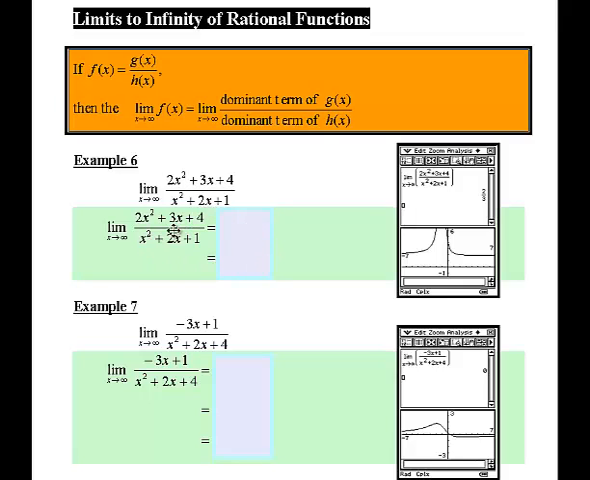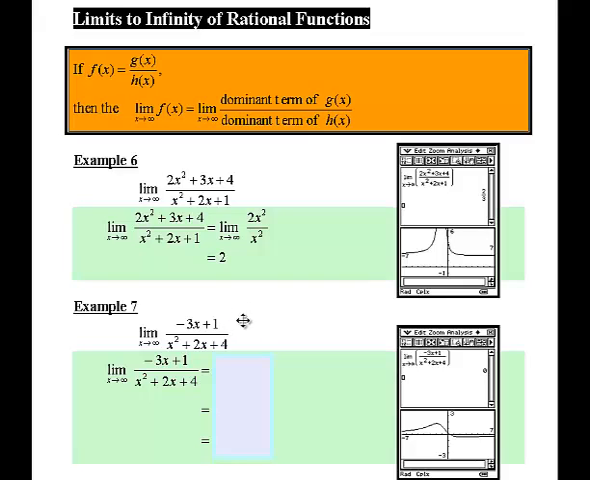So if we take a look at this first example, then the dominant part of the numerator is 2x squared. The dominant part of the denominator is x squared. So we're actually looking at the limit as x tends to infinity of 2x squared over x squared, which of course is just 2. So that's saying as x carries on way into the distance, that graph is going to taper off at 2. Now you know it never ever gets to 2, but it gets pretty close.